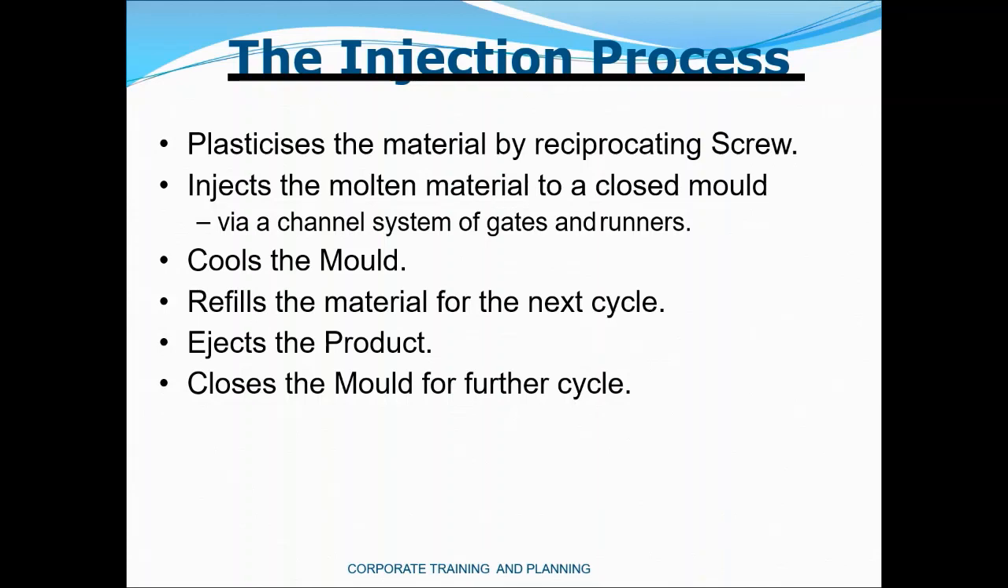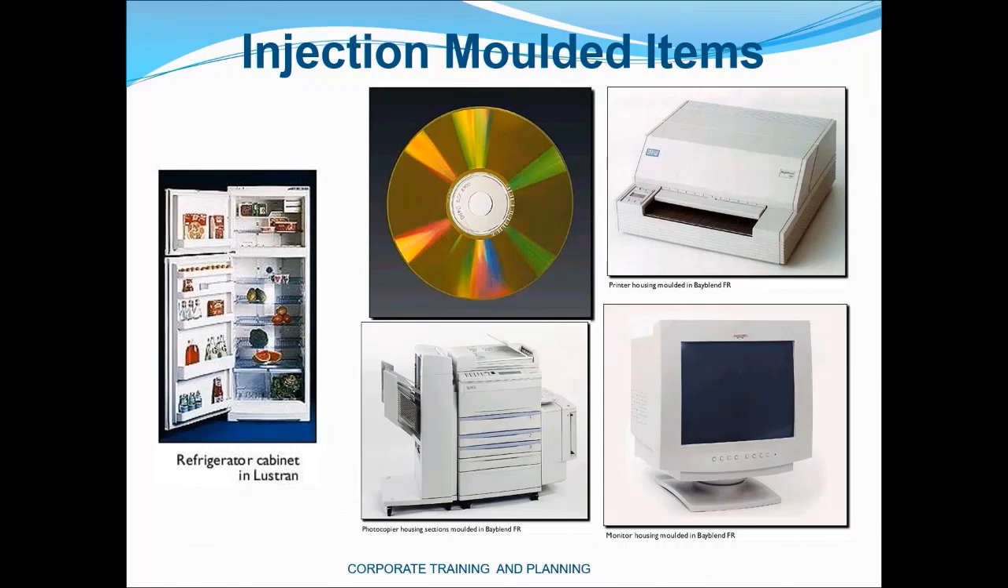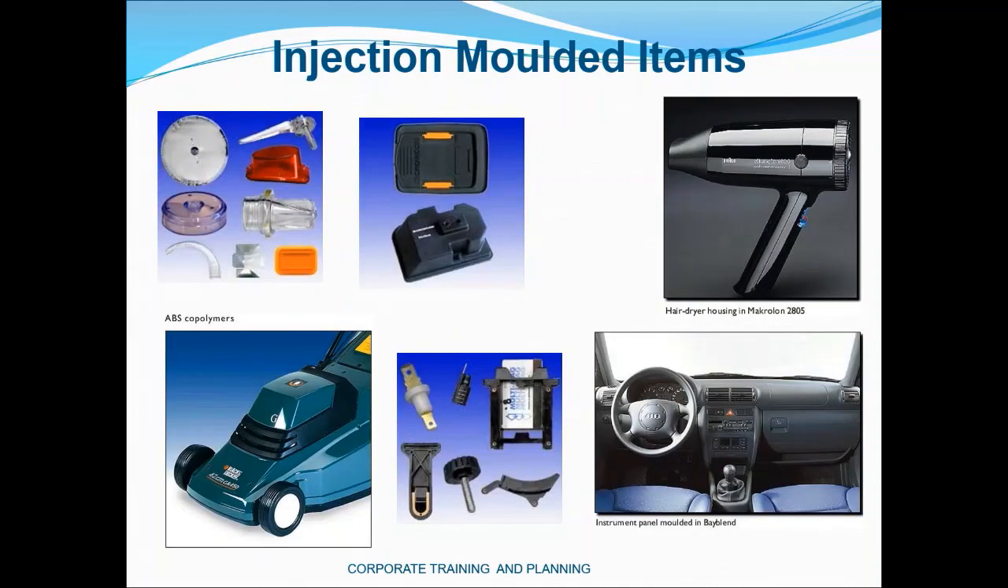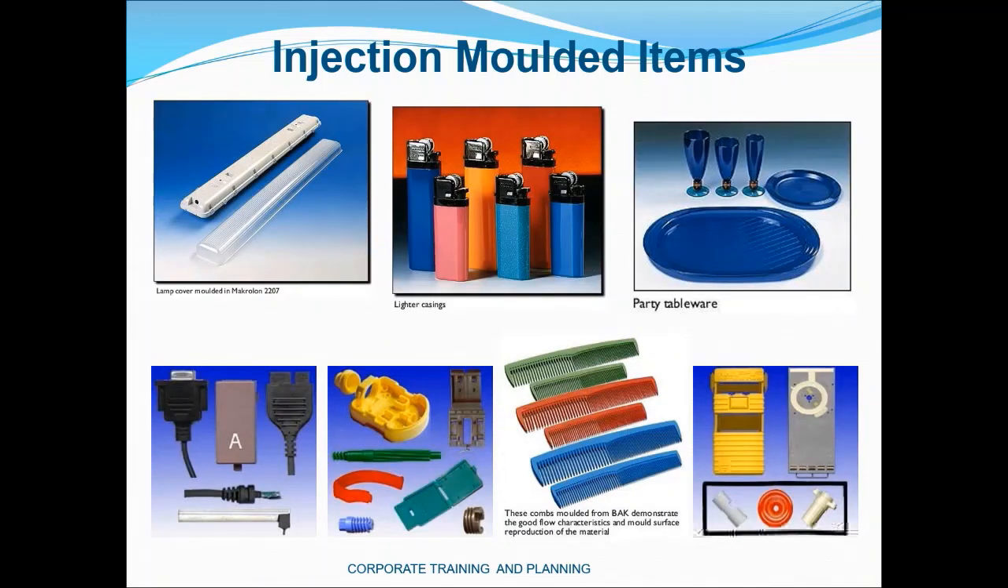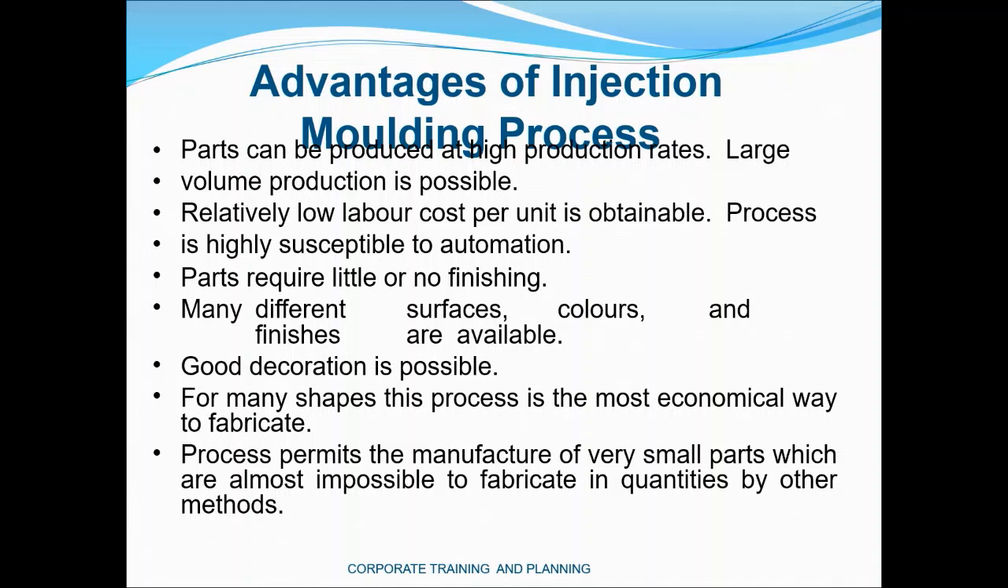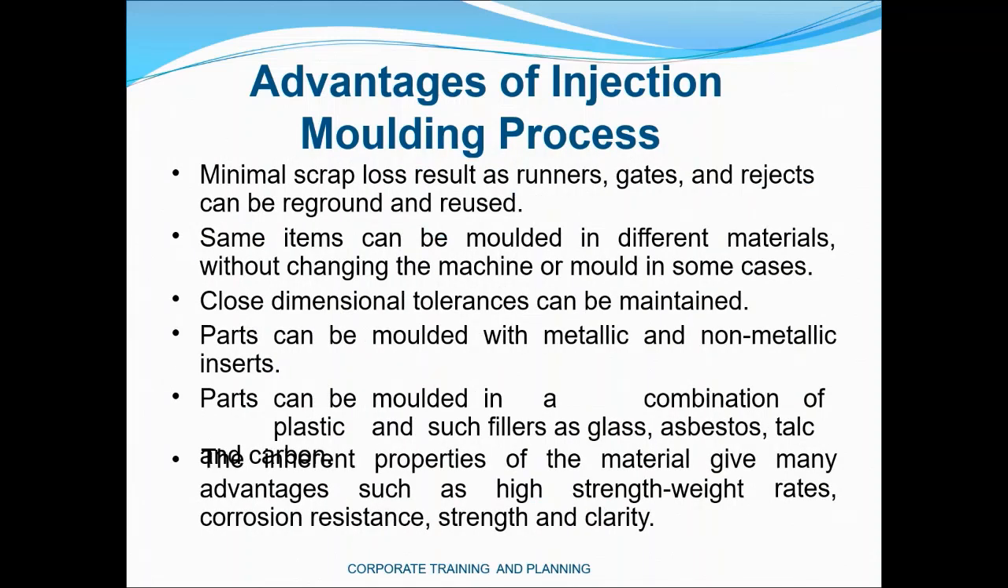The slide indicates the items produced with the help of the injection molding system. Advantages of the injection molding process: parts can be reduced, production rate is increased, and volume of production is high. Parts can be molded in a combination of plastic and fillers such as glass, asbestos, talc, etc.